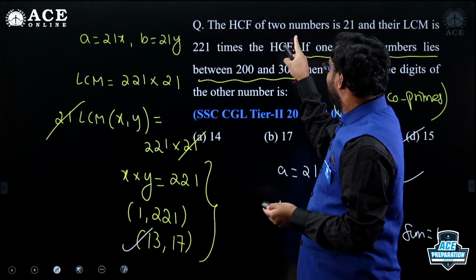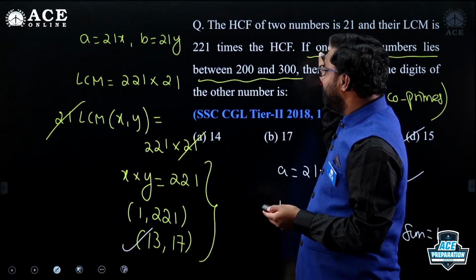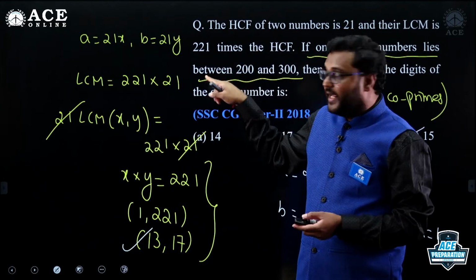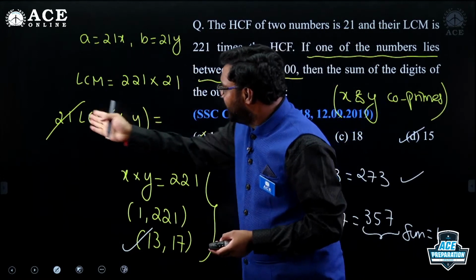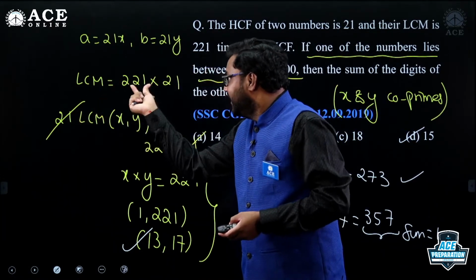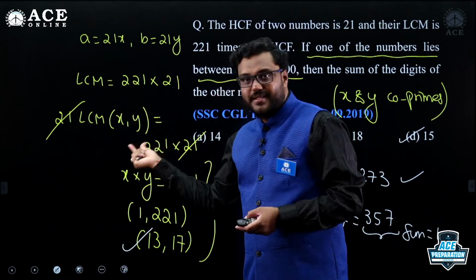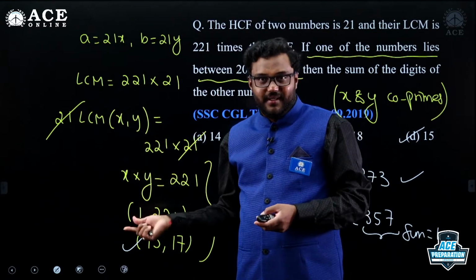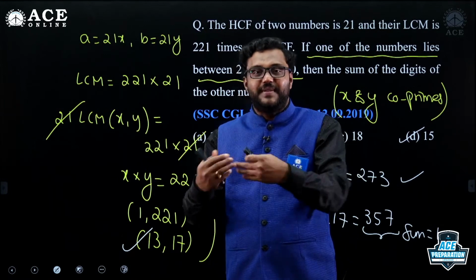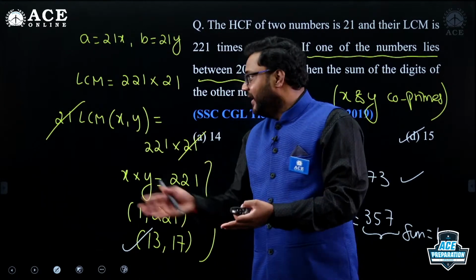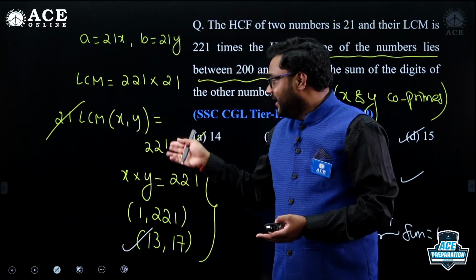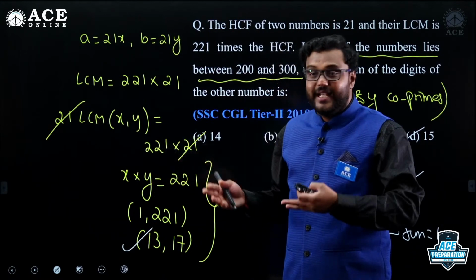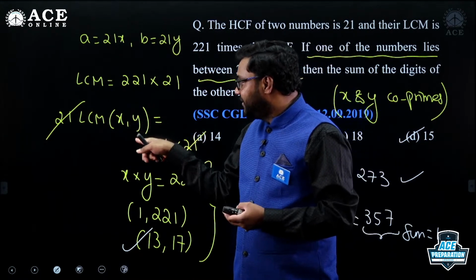See, in the previous question also, they gave the HCF of two numbers as 21. LCM is 221 times the HCF, which means this 221 and this 21 cancel. This 221 is the product of two numbers. That's the shortcut. When they give LCM as so-and-so times the HCF, the HCF will cancel anyhow. The number they mention, how many times, that is the product of these two.